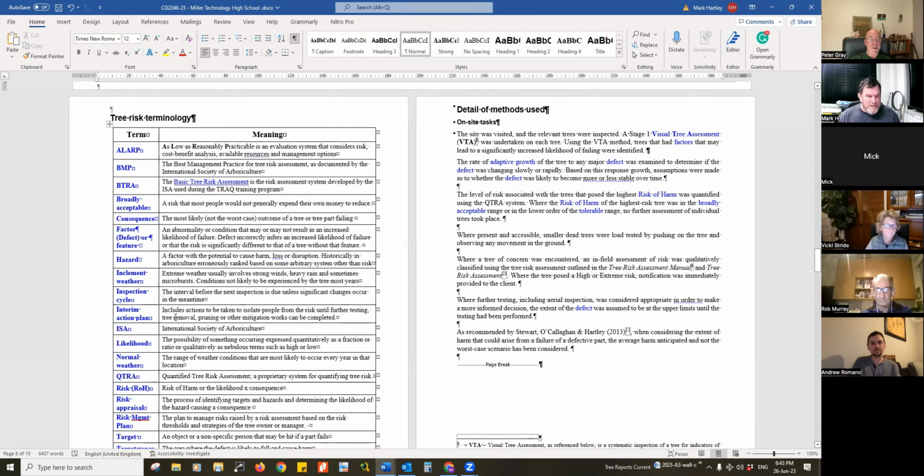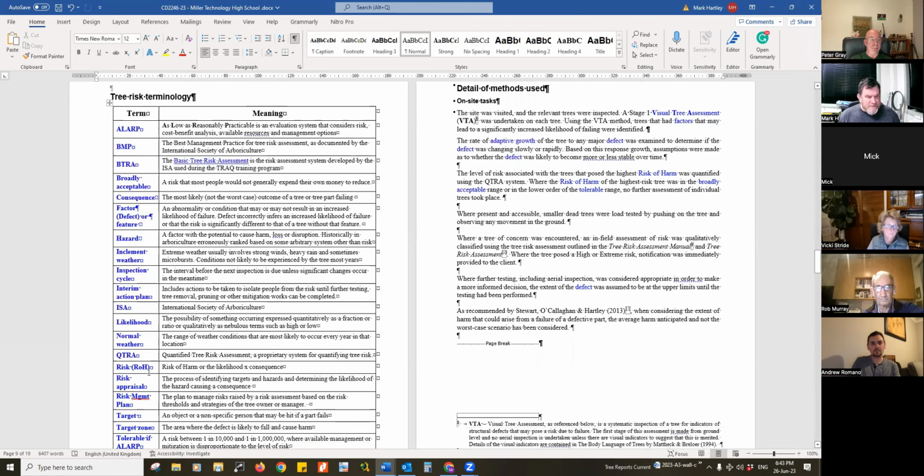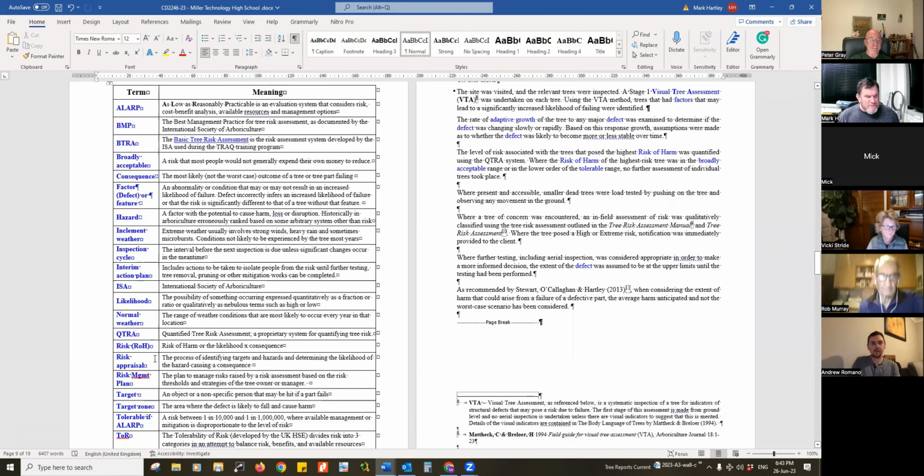It makes it confusing. QTRA makes sense. Risk of harm makes sense. It's risk or risk of harm. Risk appraisal, that's the process that we're going through.